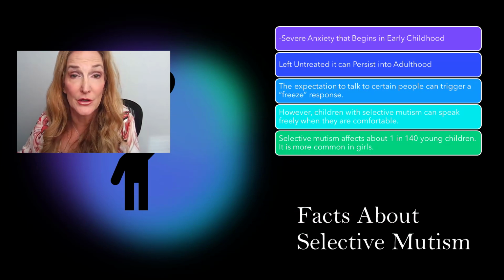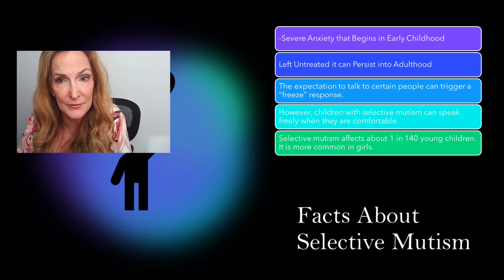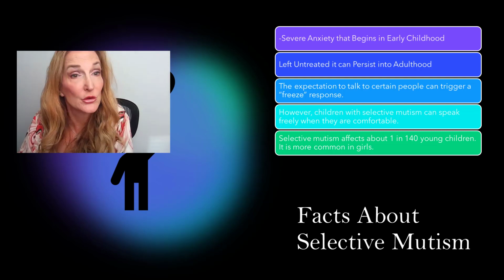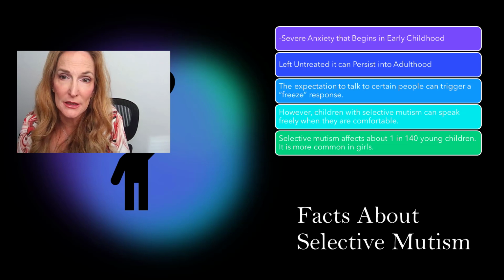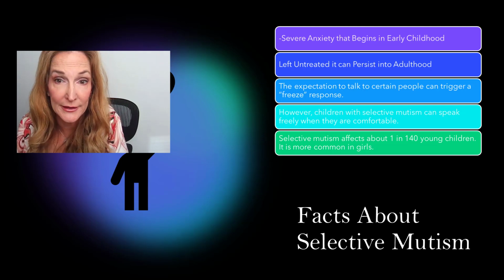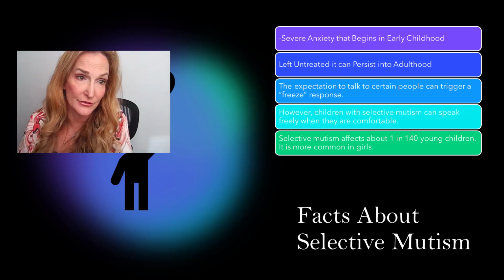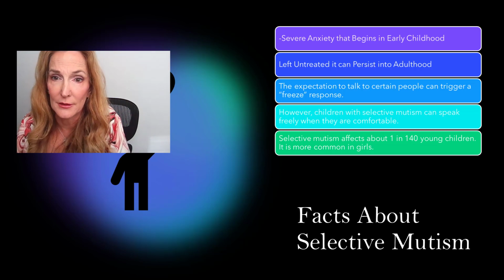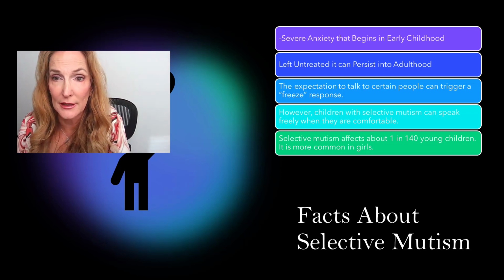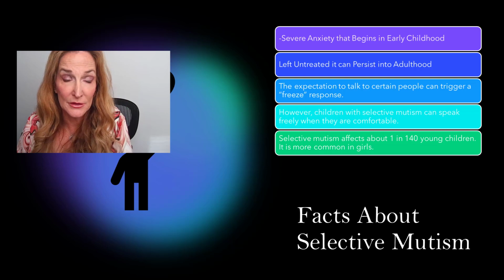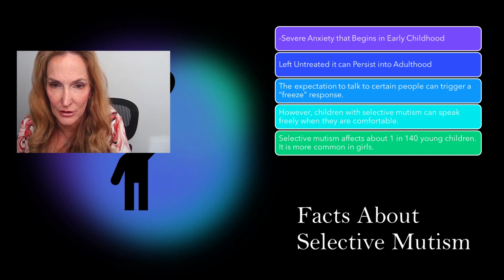Some facts to know about selective mutism. It generally begins in early childhood, sometimes as young as 2 or 4. When it's left untreated, it will generally persist into adolescence, even adulthood, and get worse. It can lead to very severe problems socially and occupationally. The expectation to talk to certain people or in certain situations can trigger a freeze response that can sometimes be really obvious to an observer.